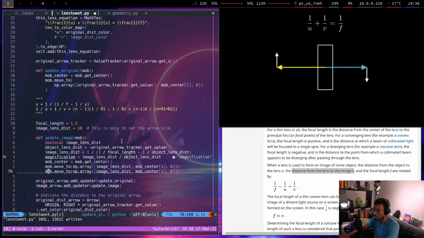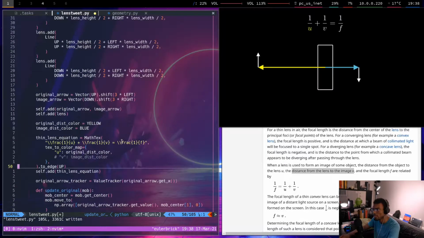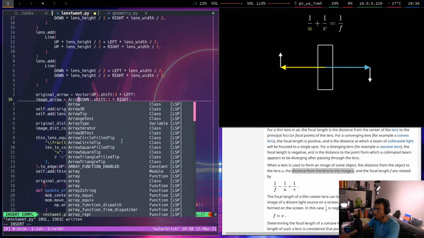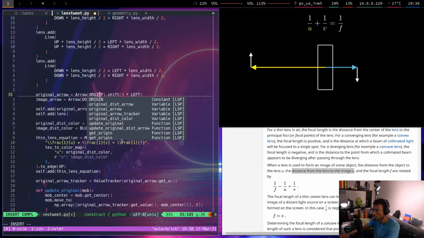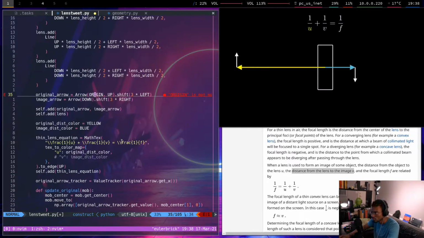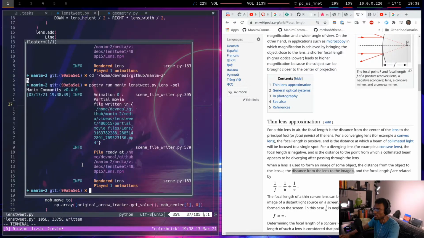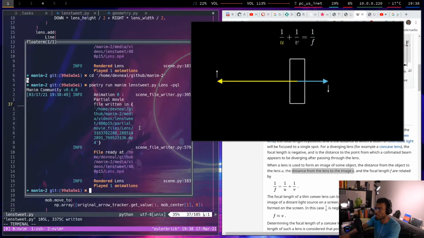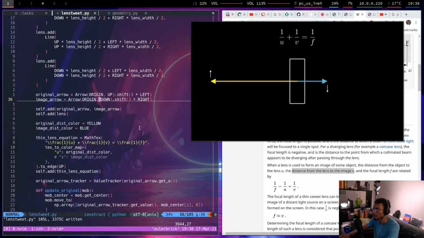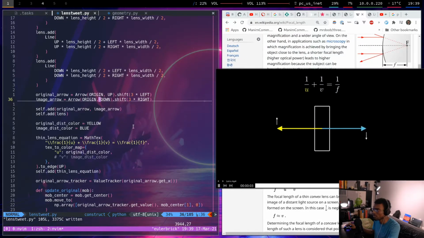Then, oh, because it's a vector, I don't think I can do put start and end on. All of these should just be arrows. That's what I'm gonna have to do. Hopefully that's the same thing. Perfect. What? Origin up. Why is it so small? Man, Manim is so bad.